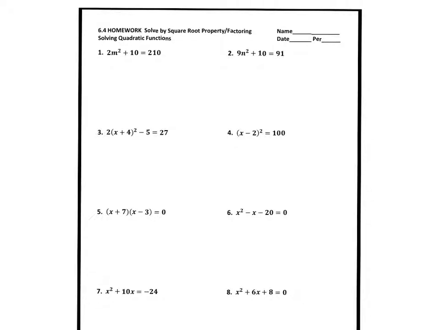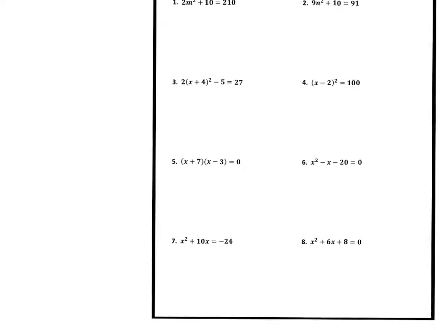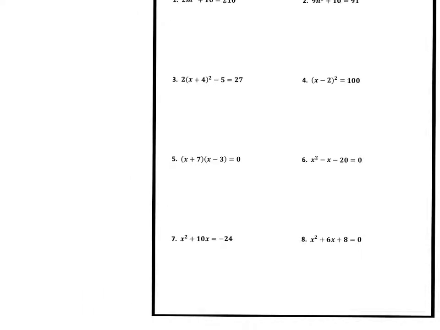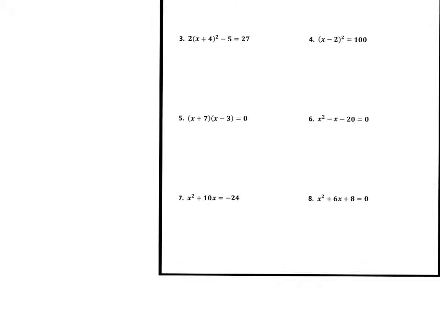Okay, so I'm looking at 6.4 homework, solving by square roots and factoring. Remember that we did not get to the square root property, so we're only doing questions 5 through 8. Let's start with question number 5. If you look at 6, 7, and 8, they're not yet factored. But question 5 has actually done most of the work for us. It's already been factored.